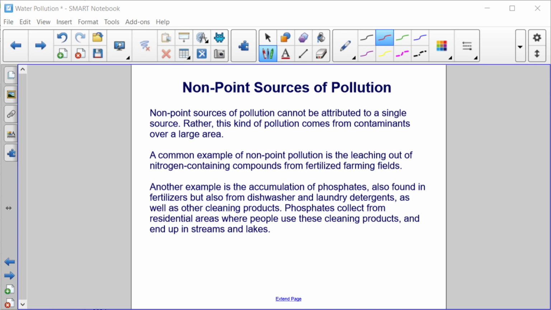Another example is the accumulation of phosphates, also found in fertilizers, but also from dishwasher and laundry detergents, as well as other cleaning products. Phosphates collect from residential areas where people use these cleaning products and end up in streams and lakes.